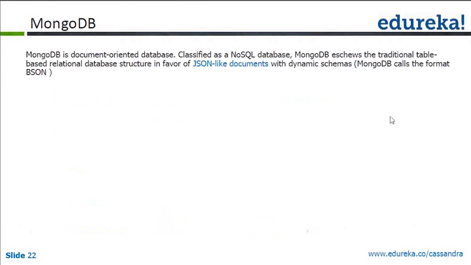The next one is MongoDB. MongoDB is a document-oriented database, which means data is stored in the form of documents inside MongoDB. What is the format of the documents? Data is stored in the form of JSON documents, JavaScript Object Notation. Internally, the data is stored in the form of BSON, which is binary JSON, a next level of JSON. You can write your application in any language.